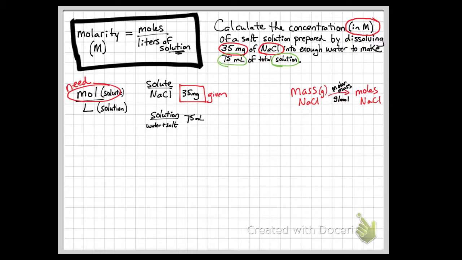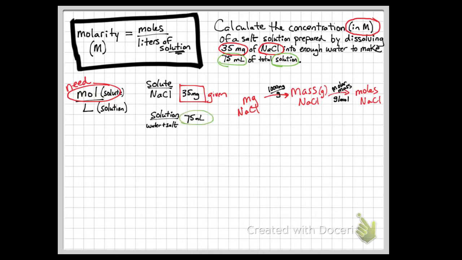But I've been given milligrams, but of course I'm thinking now that I can go from milligrams to grams because I know that there are 1,000 milligrams per gram. And so now I have a two-step process for calculating the moles of NaCl in the milligrams of NaCl that was given. Okay, once I have that, I'll have half of the problem done.